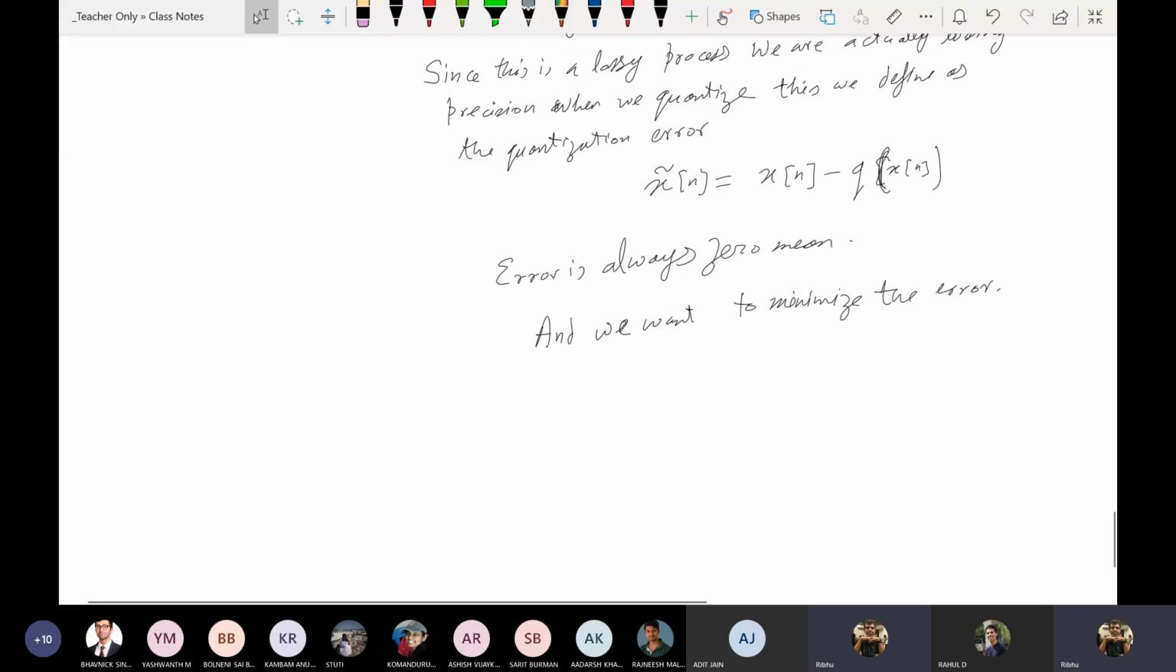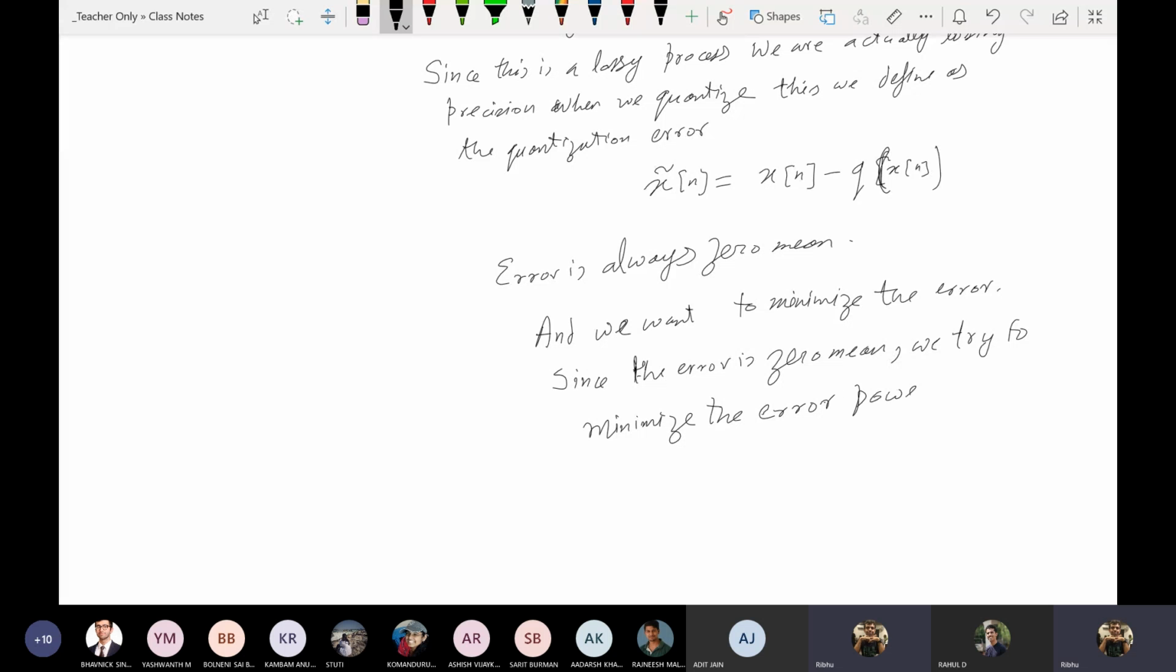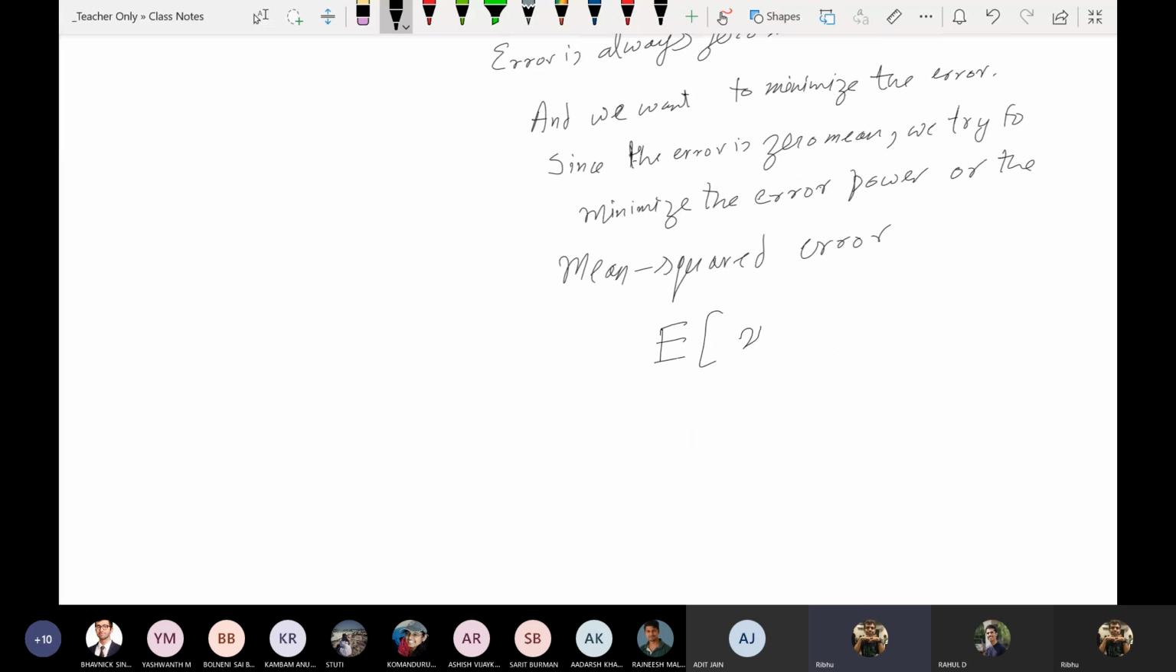And since the error is zero mean, we try to minimize the error power, or the mean squared error, expectation of this. We try to minimize the error in the average sense. Fine.